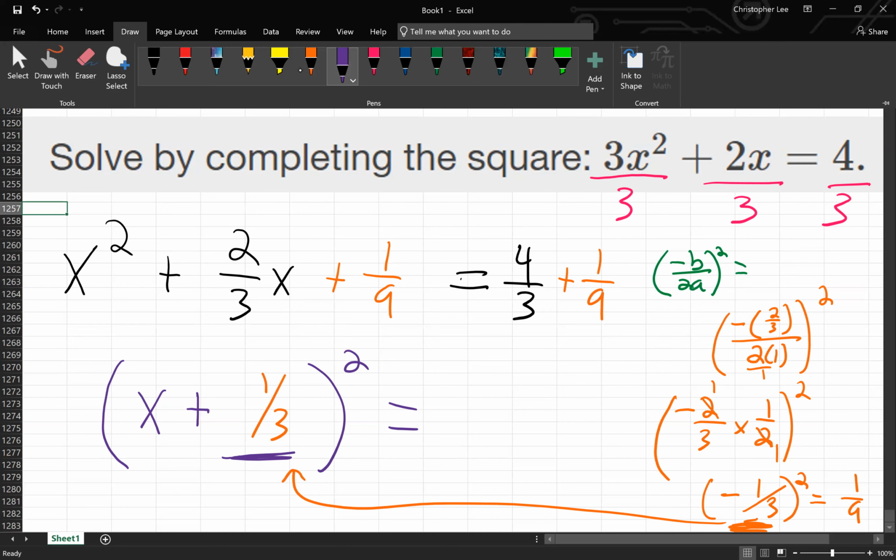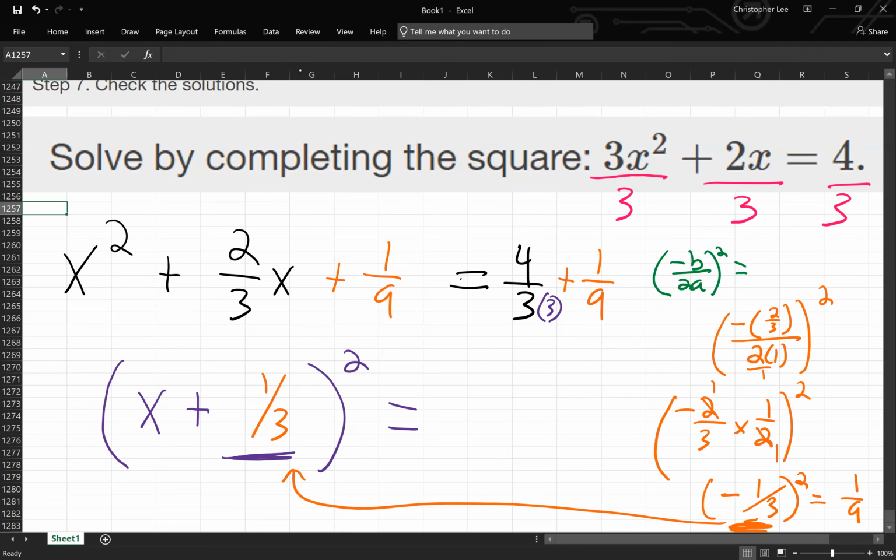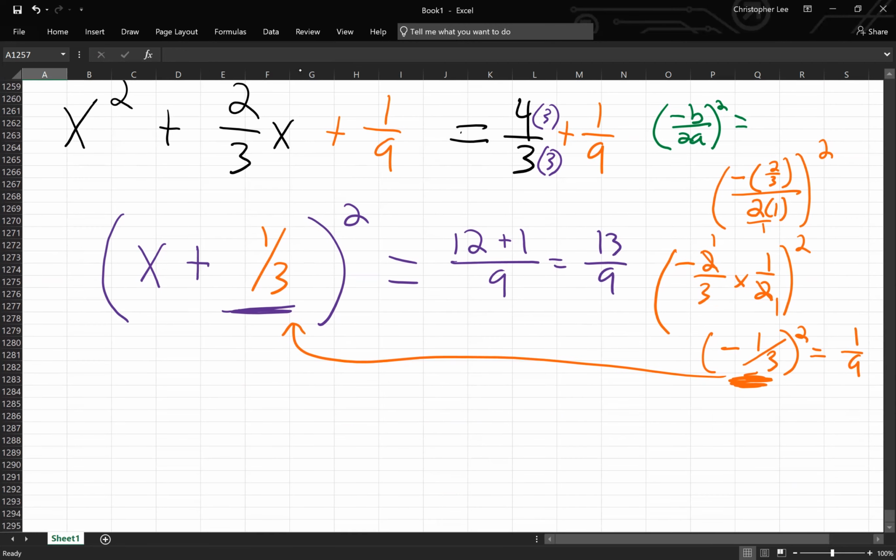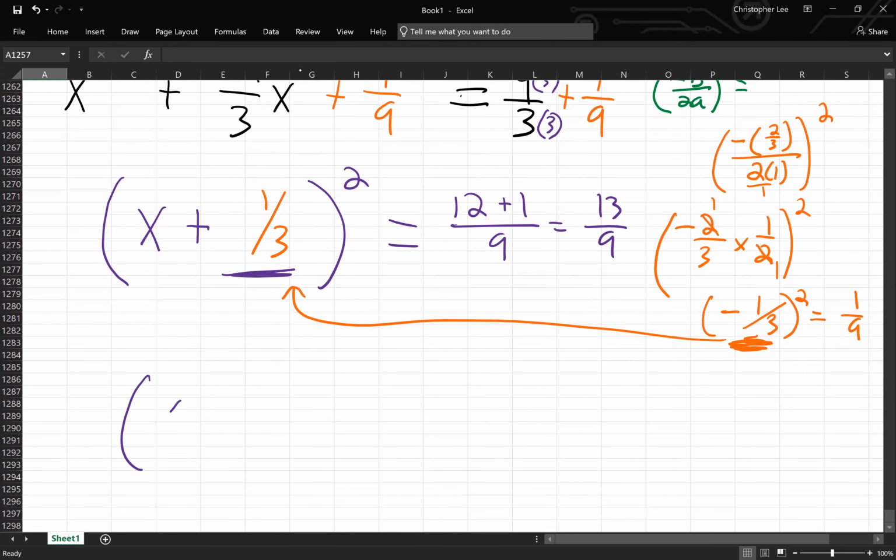Next, I have 4 over 3 plus 1 over 9. I want to add those together. Got to get the LCD, so I'm going to multiply this by 3. What I do to one, I got to do to the other. 4 times 3, what's that? 12, I think. So I have 12 plus 1 over 9, or 13 over 9. All right? So now what do we have? We got x plus 1 over 3, squared, is equal to, what's that? Yep, 13 over 9.